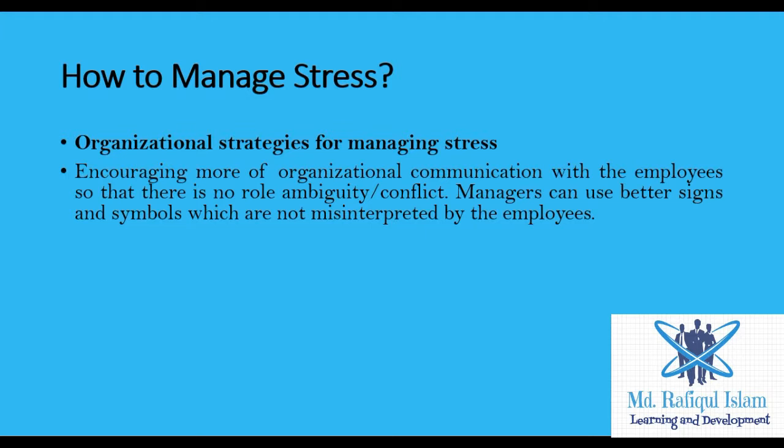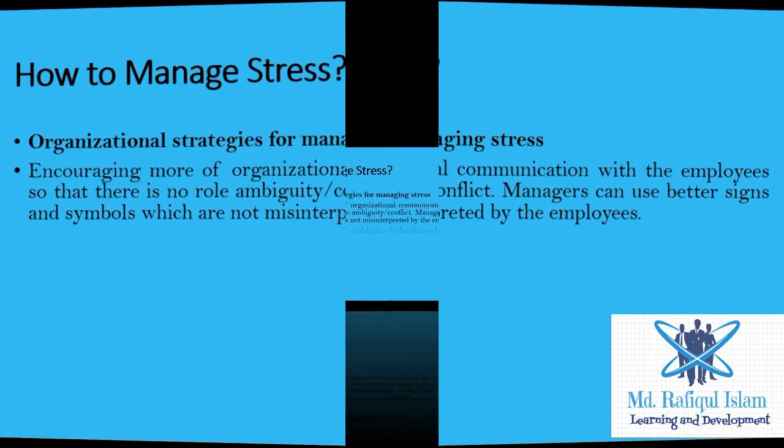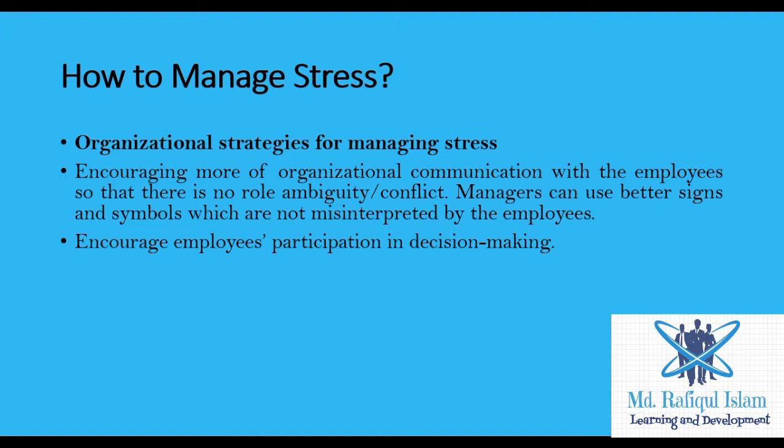And for this purpose, any ambiguity in the communication must be avoided, and therefore the manager can use better signs and symbols which are not misinterpreted by the employees. Next one, encourage employee participation in decision making. Due to a centralized management system, all decisions are taken by the top management. That's why employees don't understand what to do, how to do it, and many times they blame the top authority. That's why if employees are encouraged to participate in the decision making process, it has an ultimate effect, and that is their level of stress will be very low.